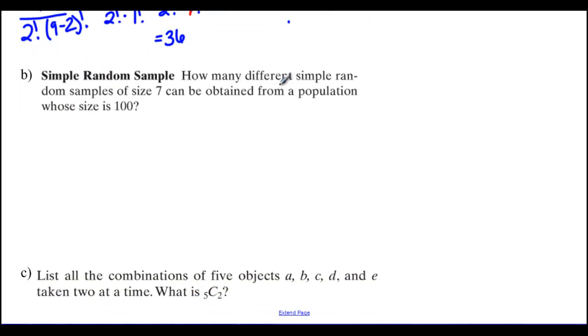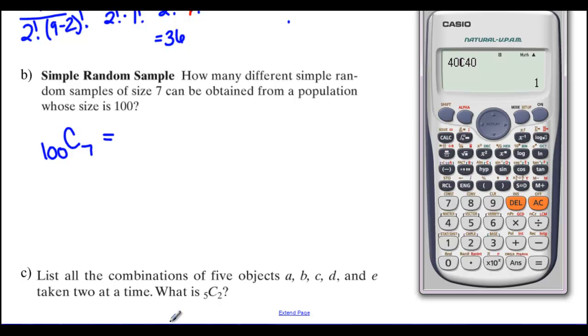So how many different simple random samples of size 7 can be obtained from a population whose size is 100? So we're just getting a random sample of size 7, which means that it's just a group. There's no different treatment for the first thing chosen versus the second. So we're going to have 100 choose 7, because it's a combination since the order does not matter. So we'll just pop that in our calculator right quick.